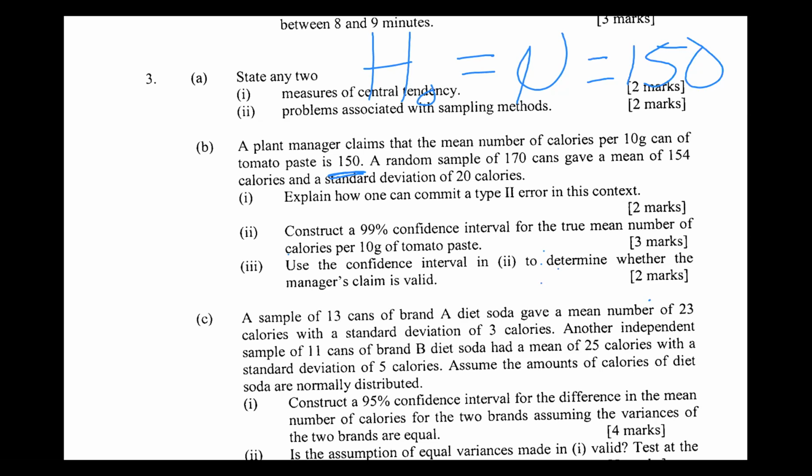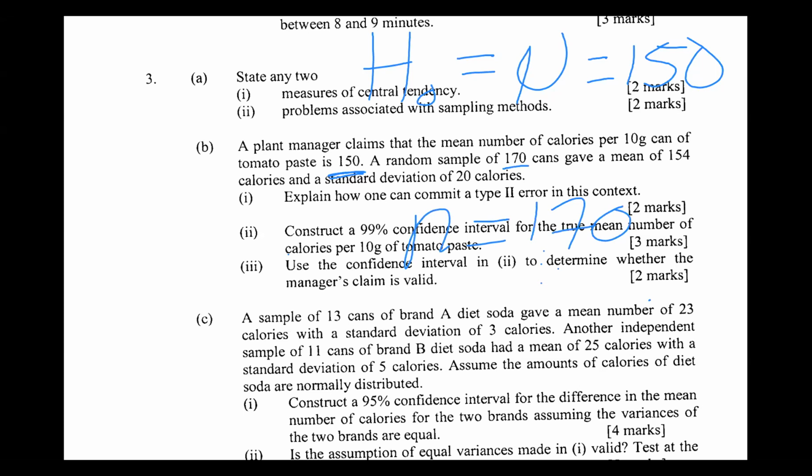Then there is a statistician or a researcher or somebody who is inquiring, who wants to test the validity of this statement. They want to test if it is true that per 10 kg, the mean of calories is 150 for tomato paste. So this statistician has gotten a random sample of 170 cans. That's the sample size.